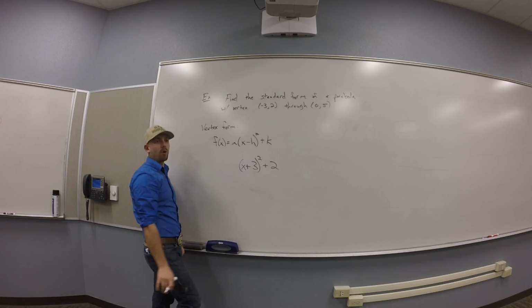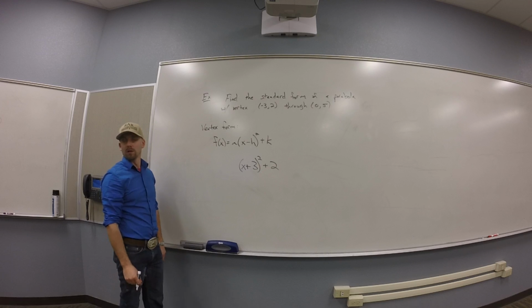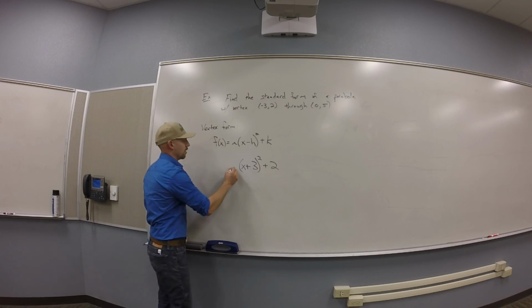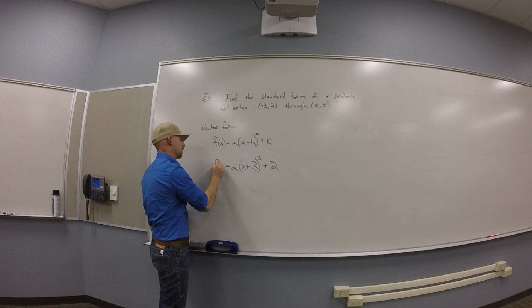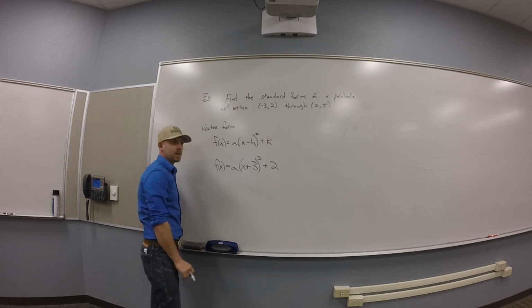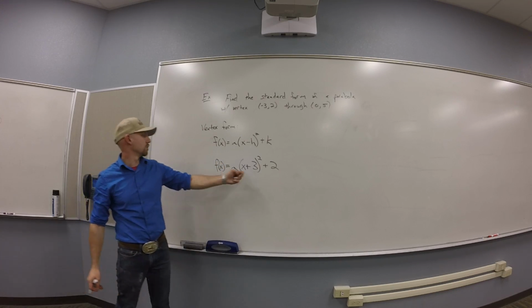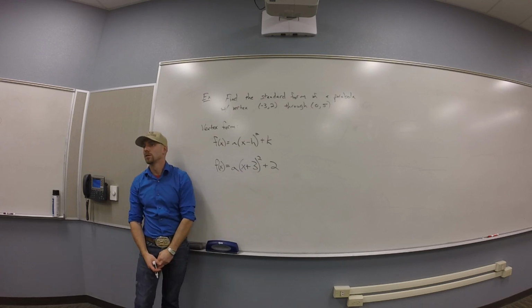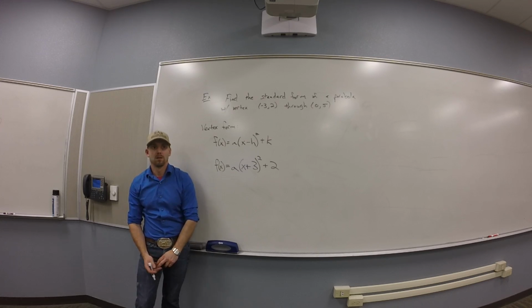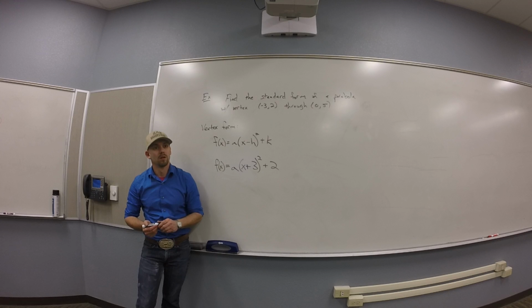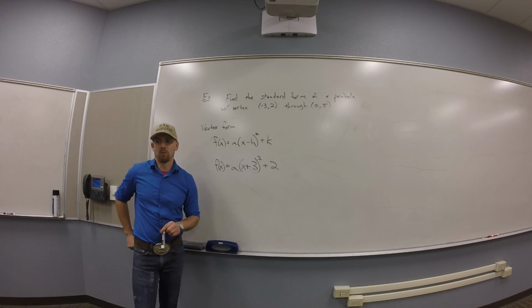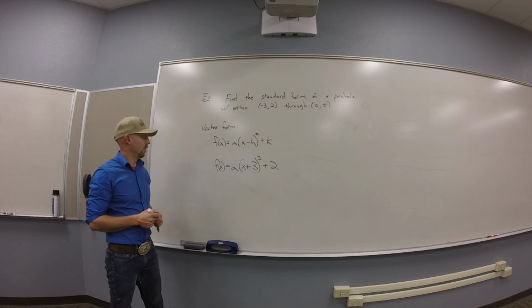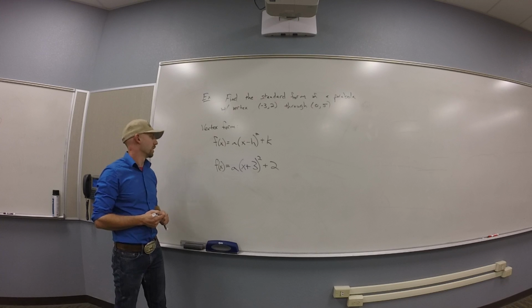And what don't I know about? If there's a stretch. Yeah, I don't know about the stretch. So right now I'm sitting at f of x is a times the quantity x plus 3 squared plus 2. Yeah, see that? How do I find out what a is? Solve for what? A.